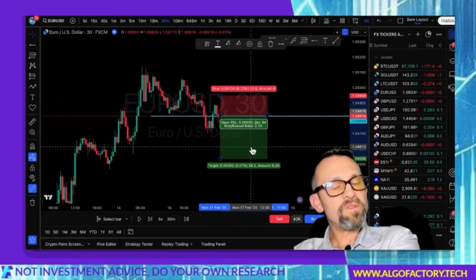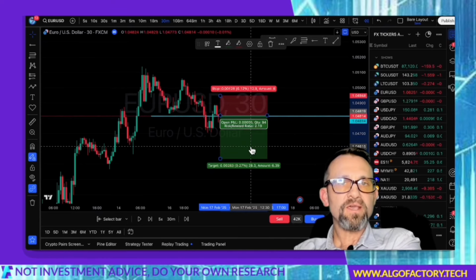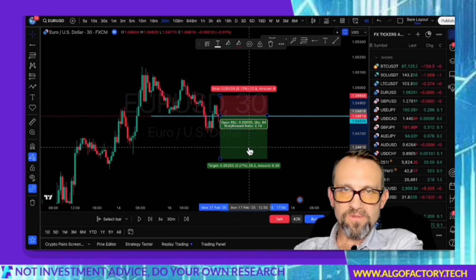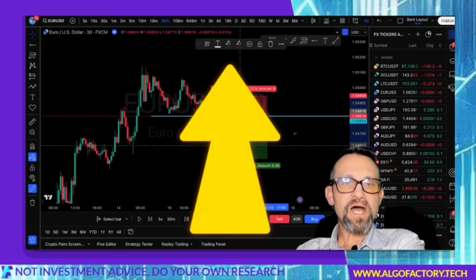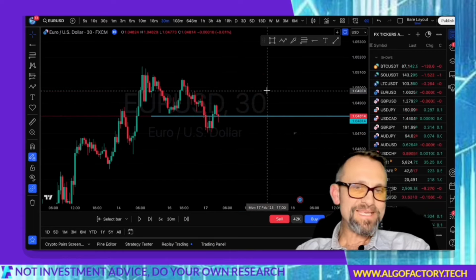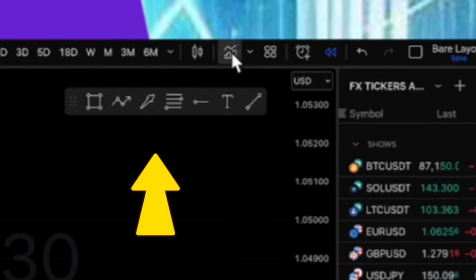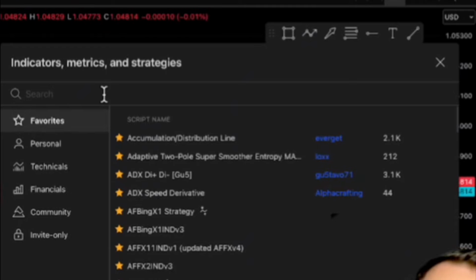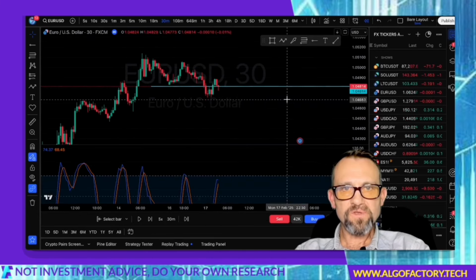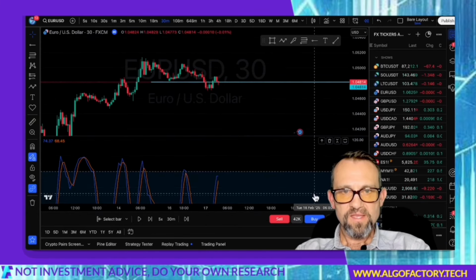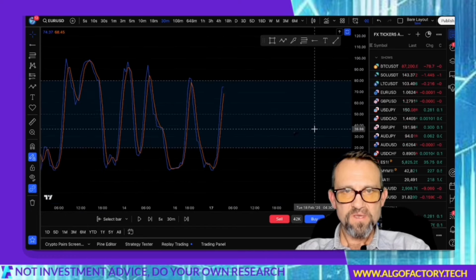Well, let's talk about one of those tools. Let's go ahead and give you the Easter egg that we talked about earlier. We're going to use the stochastic RSI. Where do we find that? Well, you go to your indicators here in TradingView and you type in stochastic RSI. You click on that, and when you do, you're going to get this down here. And let me expand it so you can see it.